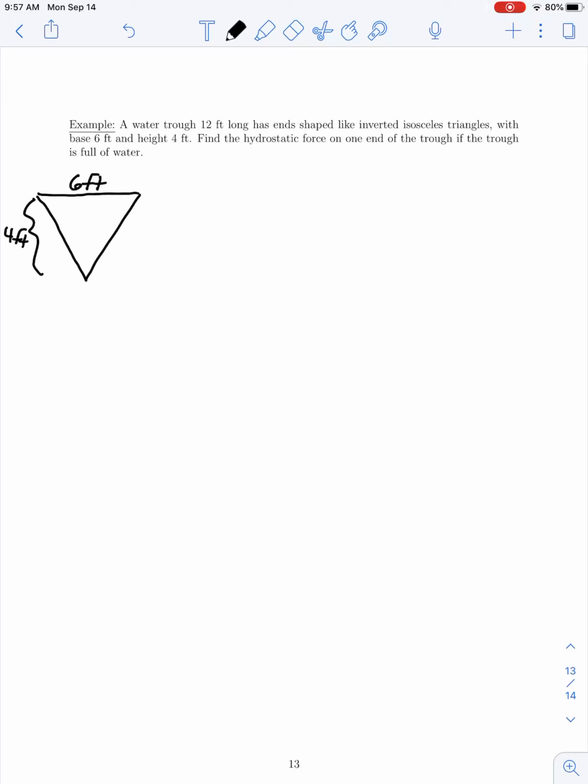So we are asked to determine the hydrostatic force on one end of this trough, that is this little vertical plate here, if it is full of water. So here our water level is right along the top of our tank. So as we did in that last example, let me consider a little strip of my vertical plate of a small width, dx feet, submerged at a depth of x feet below the surface of the water.